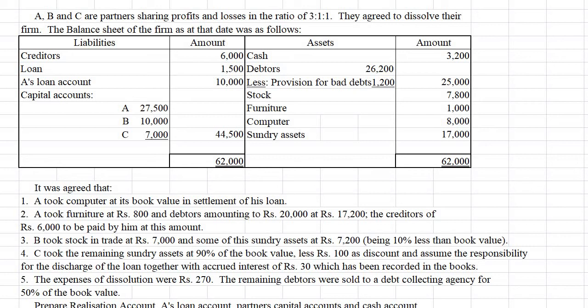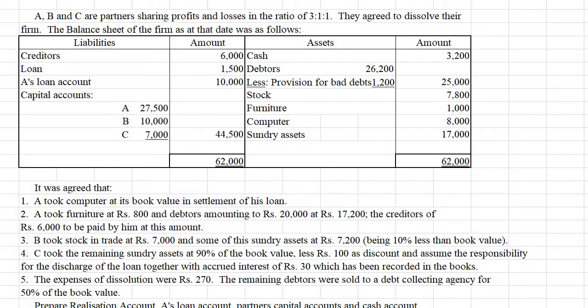Hi students, today we are discussing the last problem from dissolution of a partnership firm. In this problem, it is given that A, B and C are partners sharing profits and losses in the ratio of 3:1:1. They agreed to dissolve their firm. The balance sheet of the firm is given here on the date of dissolution.